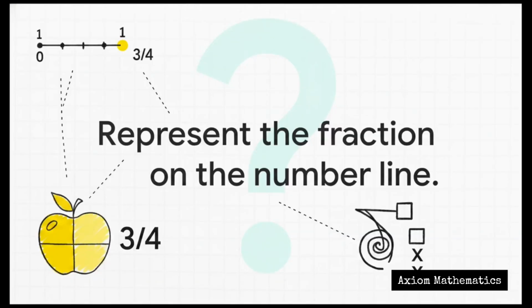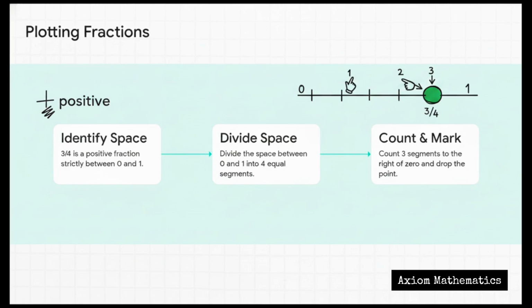So, let's tackle our first problem together, kind of like true mathematicians encountering a brand new puzzle. Exercise 1.1, question 1i, asks us to represent the fraction 3/4 on the number line. The think aloud question we really have to ask ourselves here is, where exactly does a fraction live between whole integers? Let's walk through the spatial logic step by step.